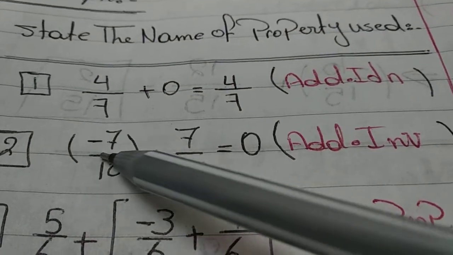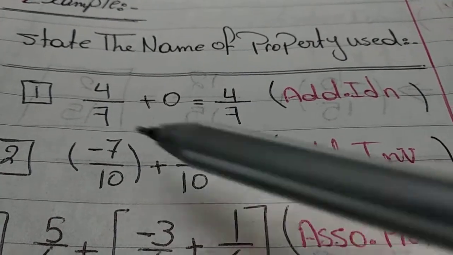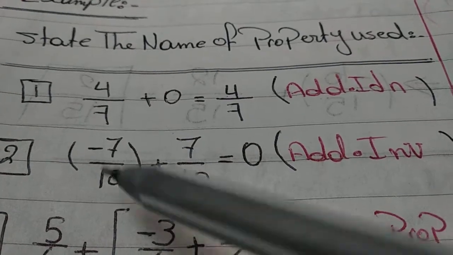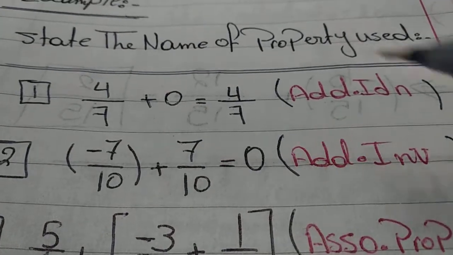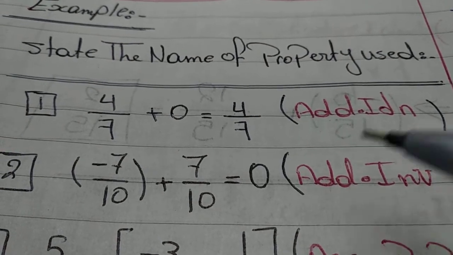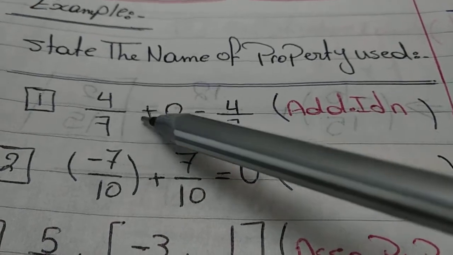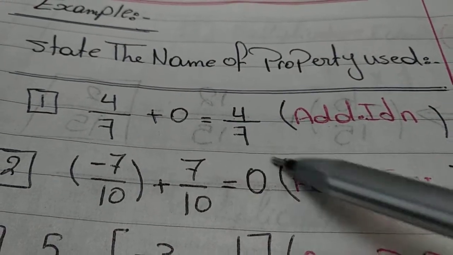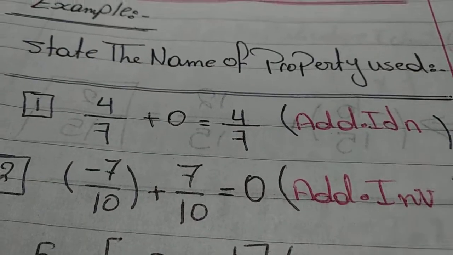The second one, negative 7 over 10 plus 7 over 10. Look, these numbers are additive inverse to each other. Negative 7 over 10 is additive inverse to 7 over 10, and the answer is 0. So, this property is additive inverse. If the 0 is added to a number, the property is additive identity. If the 0 is the answer, this property is additive inverse.